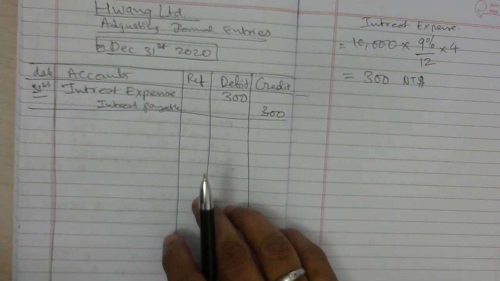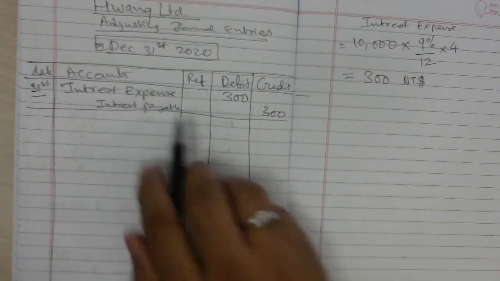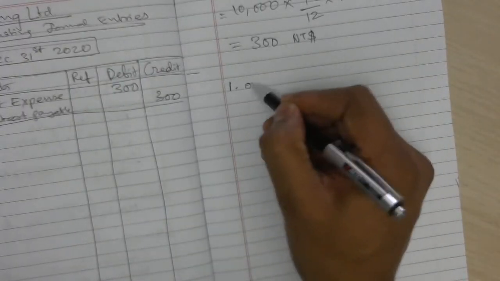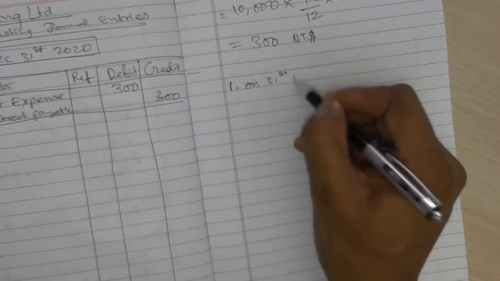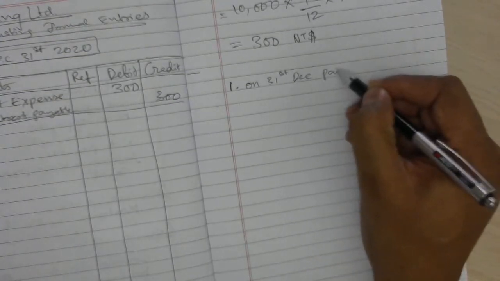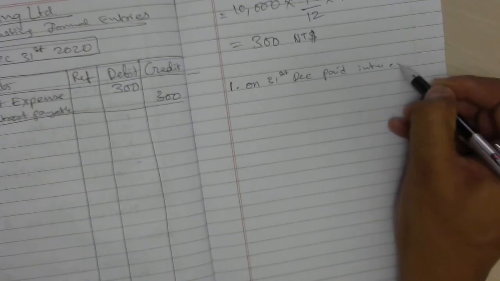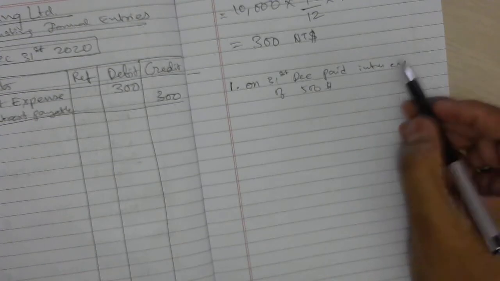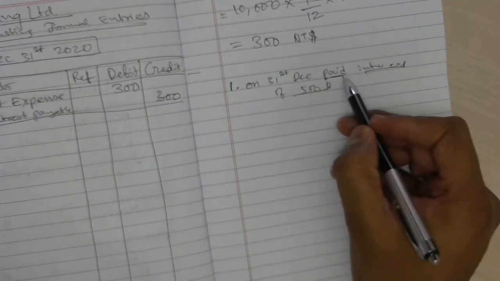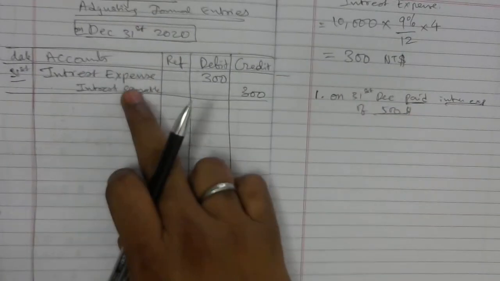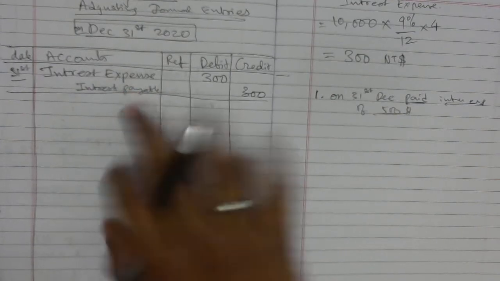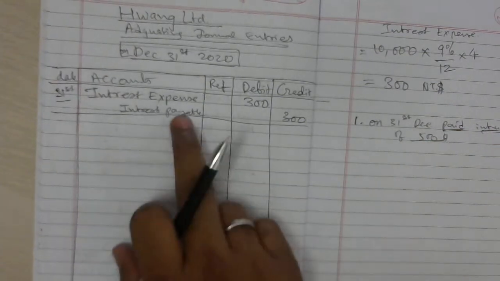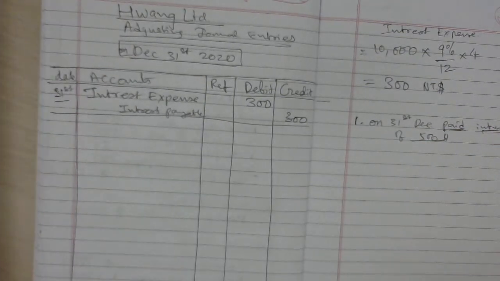Yes, but let's say the transaction is something like this: on 31st December, paid interest expense of $500. Now what will you do? You are paying the interest expense, so in this case you will put cash. But because we are adjusting, we are not paying. We are just doing adjustment. So this is the interest payable account. Let's go to the second one.